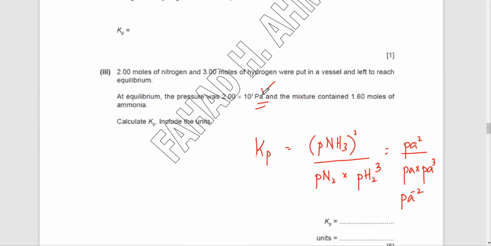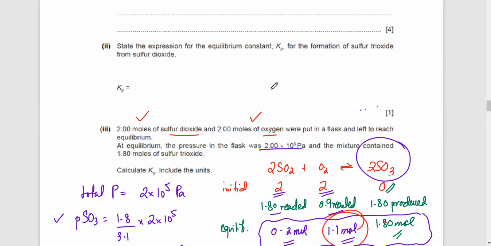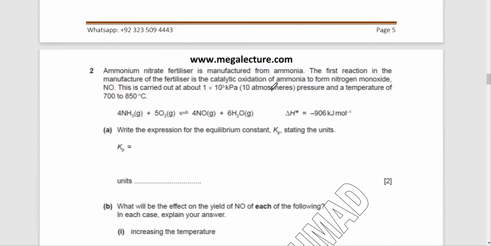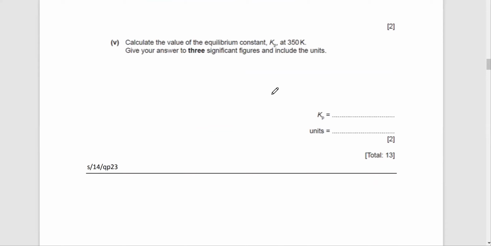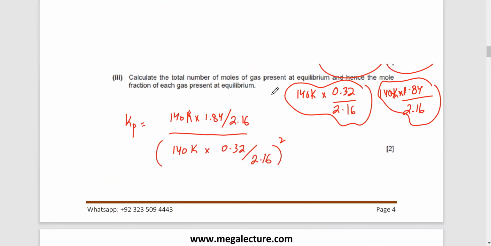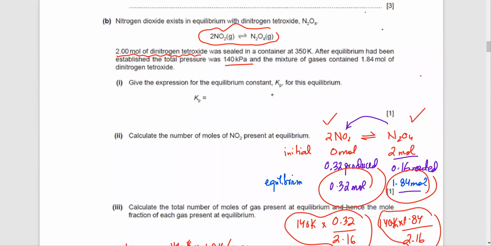But then sometimes in the question, they won't be using Pascals. They would be using, like in the previous question, the one that we just did over here, they were actually using kilopascals. So when they asked for the unit, which I think they did not actually ask for in this question, but if they were going to ask the unit for this, what's the expression?